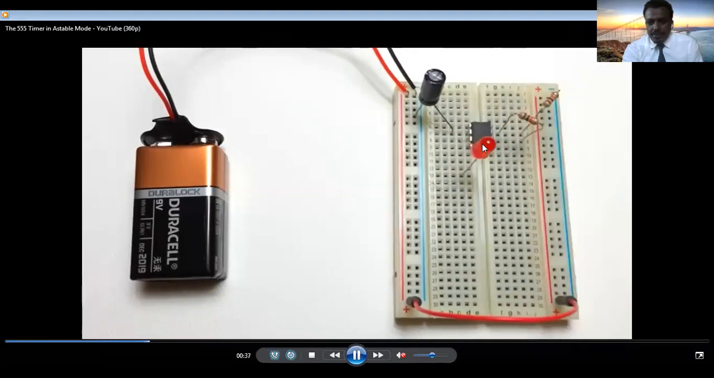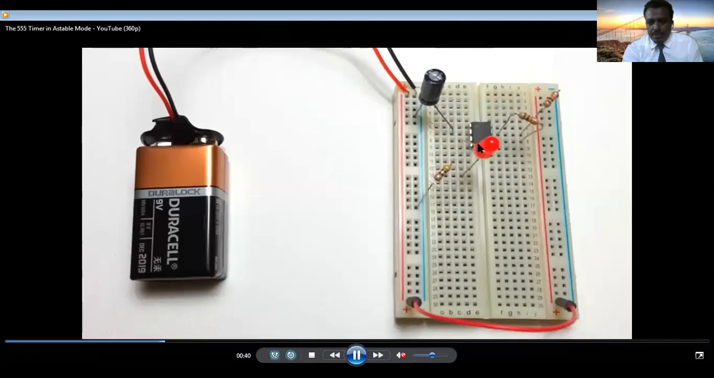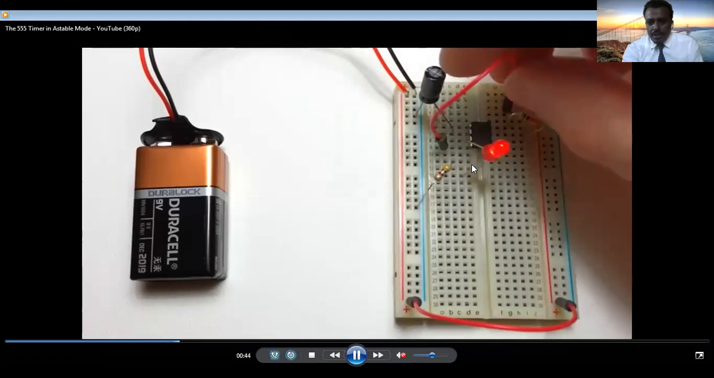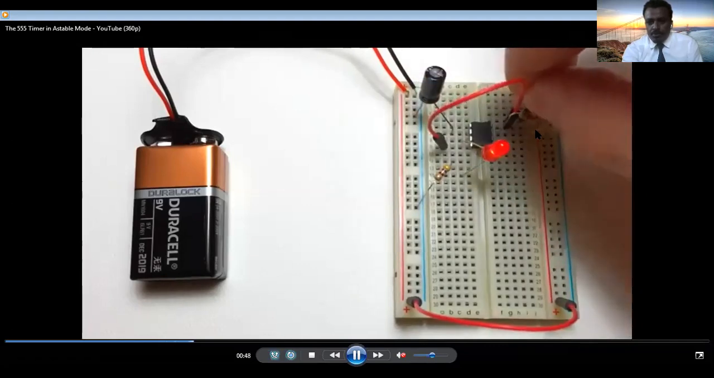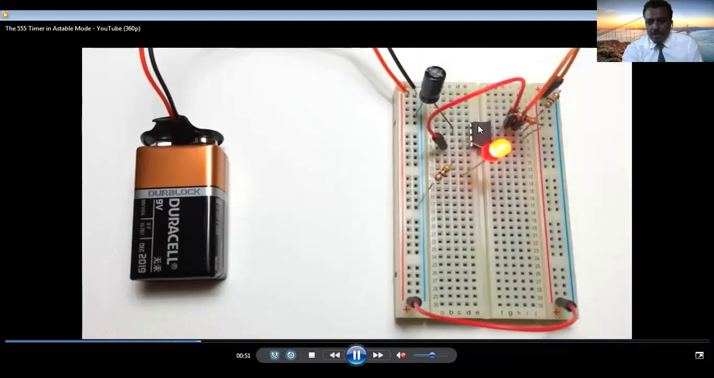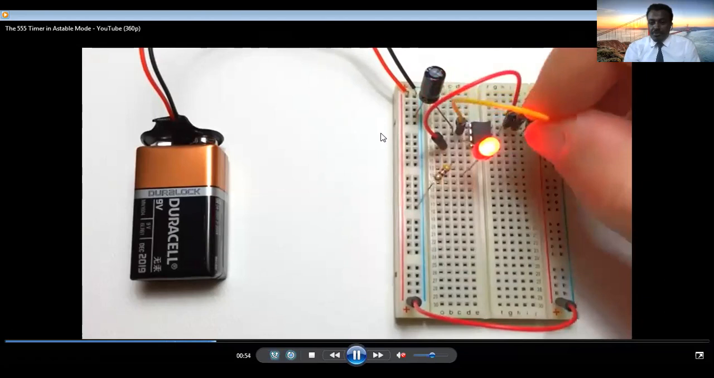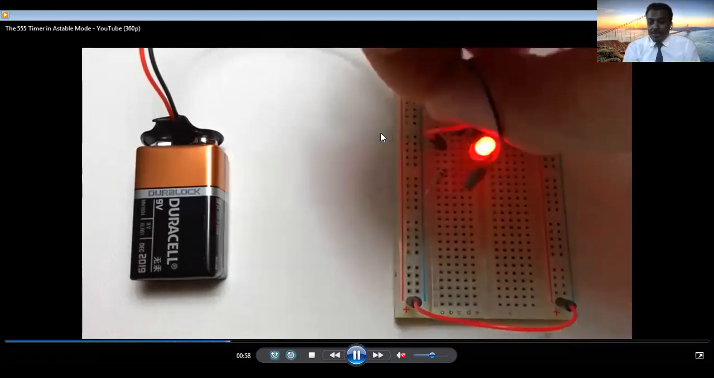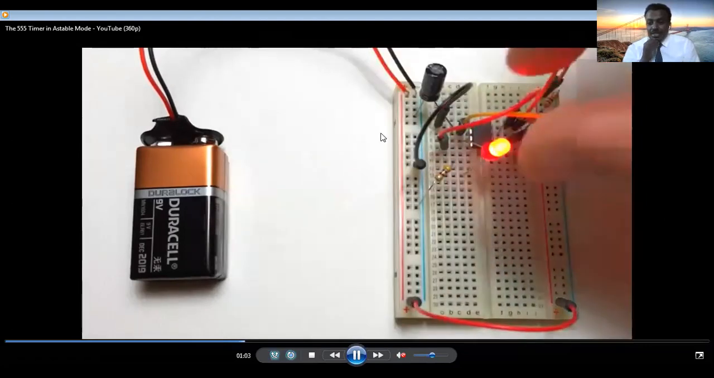It is an 8-pin device. Now pin number 3 is connected to output, a light emitting diode. There you see here pin number 3. Pin number 8 goes to VCC, power supply. Pin number 1 goes to ground. You know the pin diagram of a 555 timer. This is astable mode. We don't need to give input to change the state.